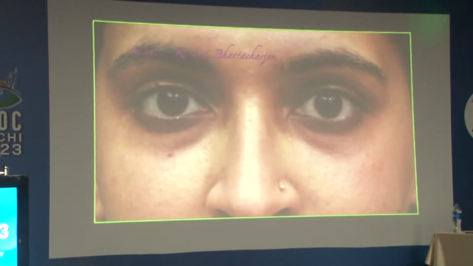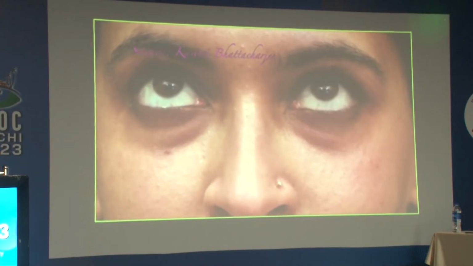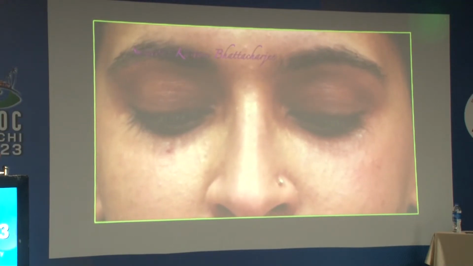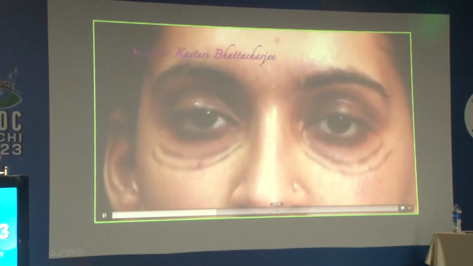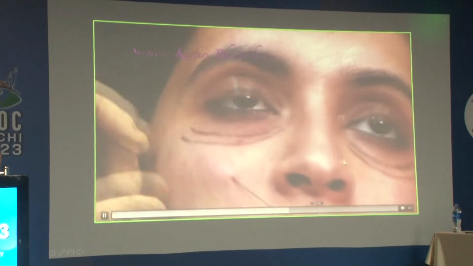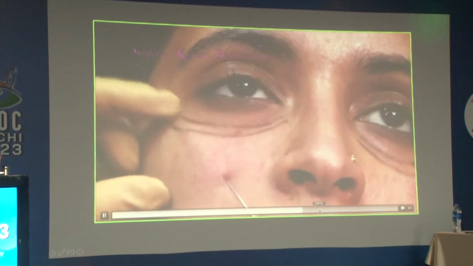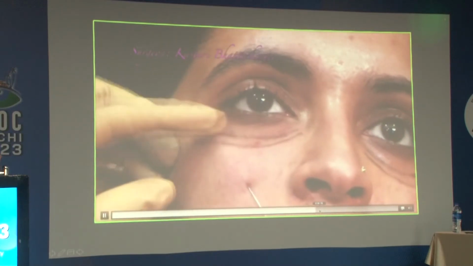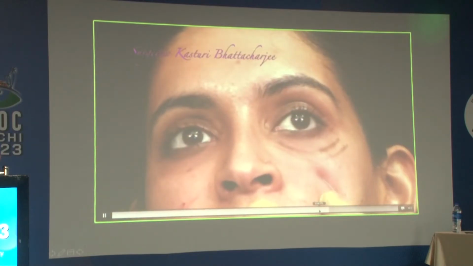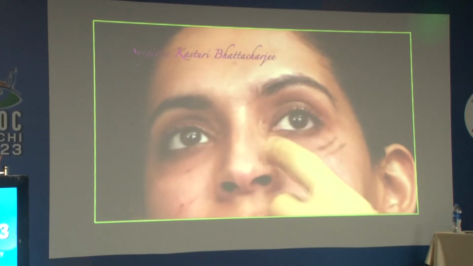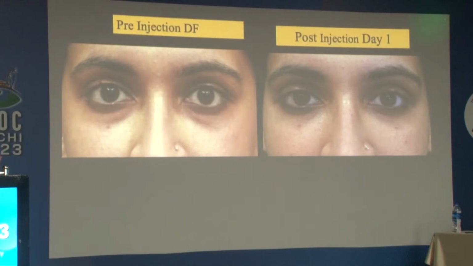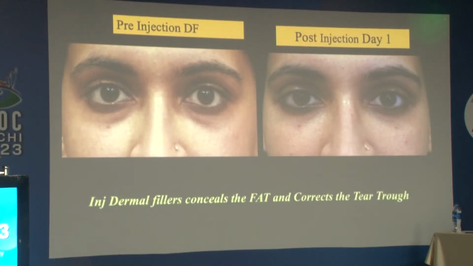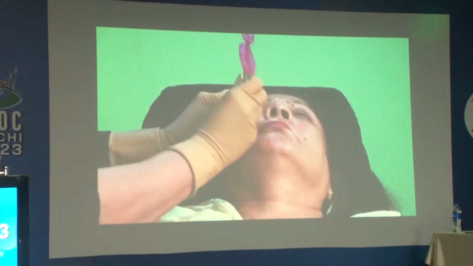This is one of the patients who comes to me. You can see she's a young lady with very prominent fat. In her case, you can use a cannula. The advantage of a cannula is that you do not get the bruising, you do not get any of those small vascular changes that we see, and you can have a very good effacement of the lid cheek junction, as you can see here. This is before the injection and after the injection. There's concealing of the fat and also much improvement of the tear trough.